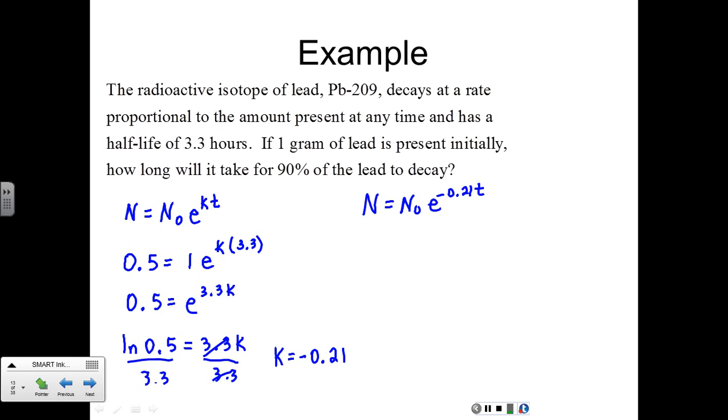If 1 gram of lead is present initially, how long will it take for 90% of the lead to decay? So if 90% is gone, how much is left? 1/10. Y'all agree with that? 1/10 of a gram. So 0.1 equals 1 times e to the negative 0.21 t. So we're solving for t here. Again, it's going to be natural log of 0.1.